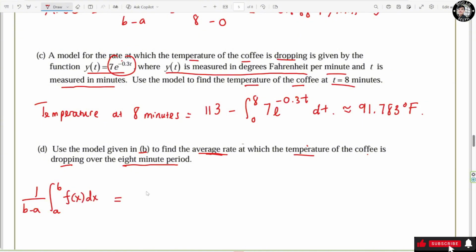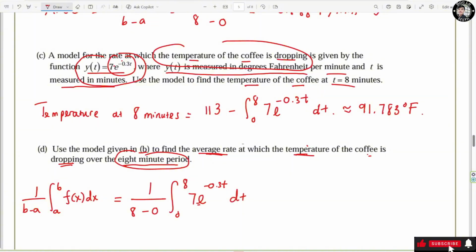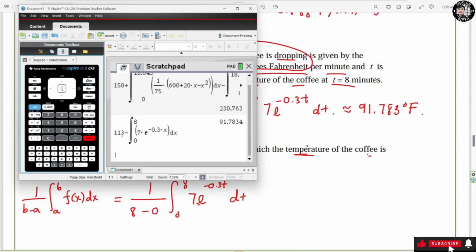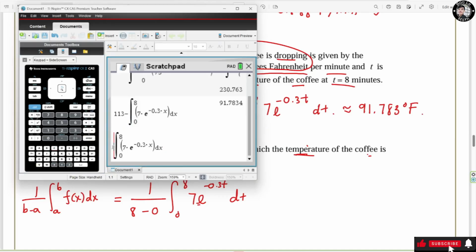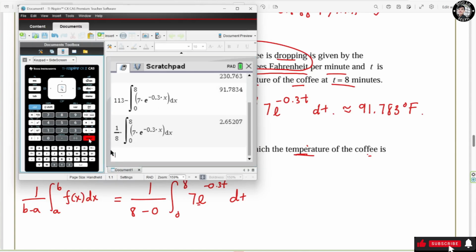So this is the same thing as 1 over 8 minute periods, which means 1 over 8 minus 0, the integral from 0 to 8, right? The temperatures of the coffee is dropping, so we're going to use the model right here. So I'm going to bring up the calculator. Alright, so I copy this one down over here, and then I need to multiply this one by 1 over 8, right? And then press enter.